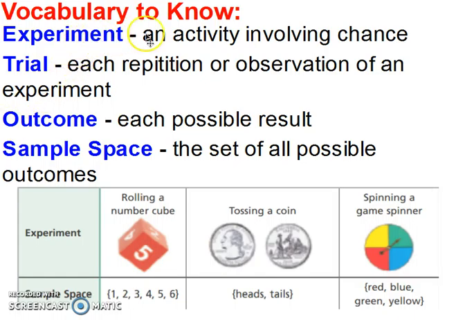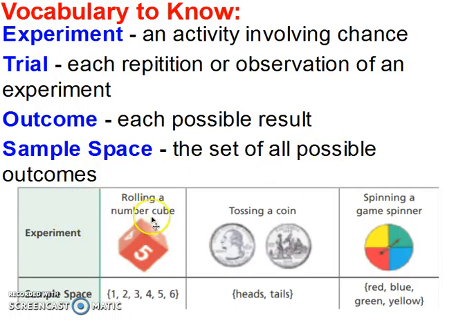An experiment is an activity involving chance. A trial is each repetition or observation of an experiment. An outcome is each possible result, so it's the result that you end up with. And the sample space is the set of all possible outcomes.